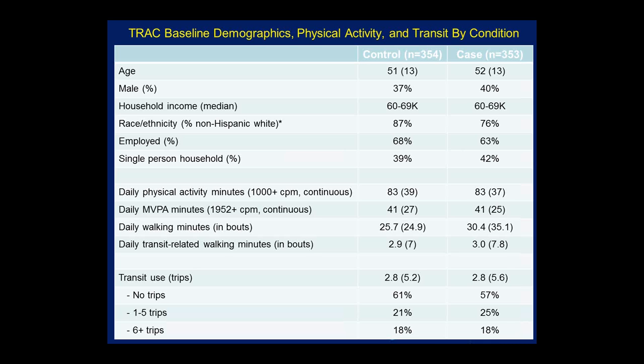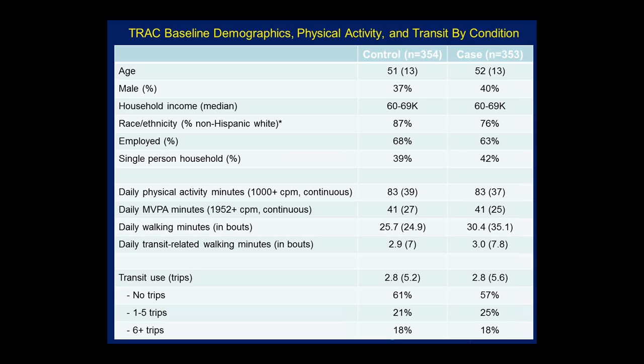So ultimately, how did we do with our sampling? Did we find that we had similarity between our cases versus our controls? And in fact, we did. The average age of our participant is about 51, 52 years old at baseline. We had about 2/3 women, 1/3 men. Household income was very comparable between our cases and controls.